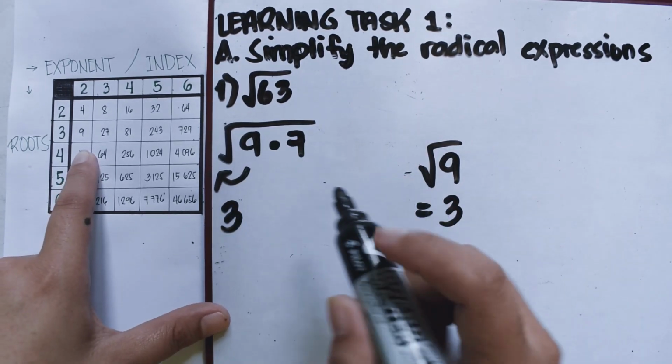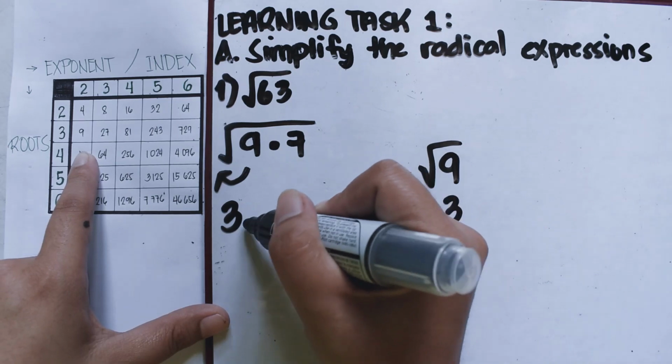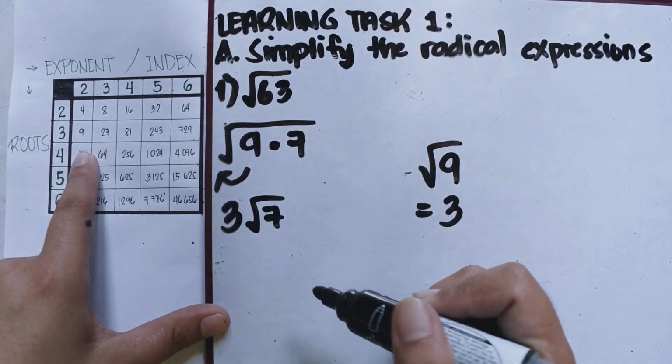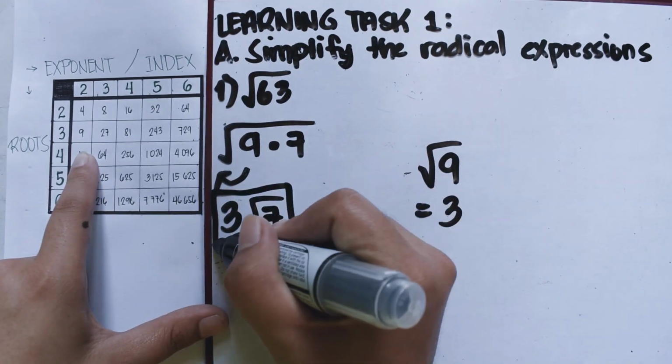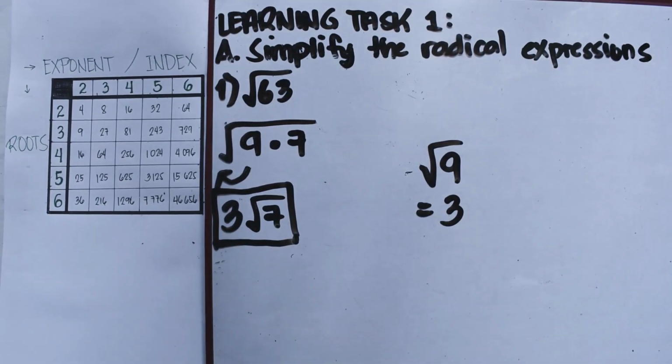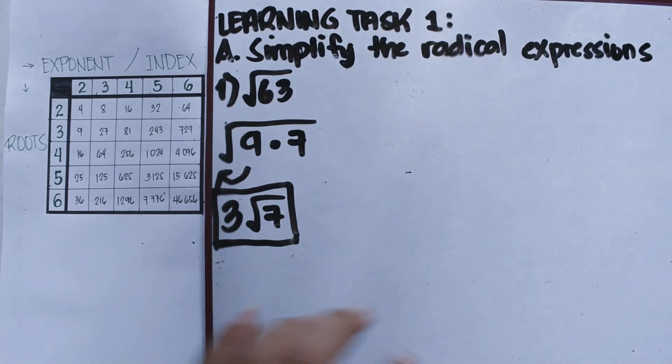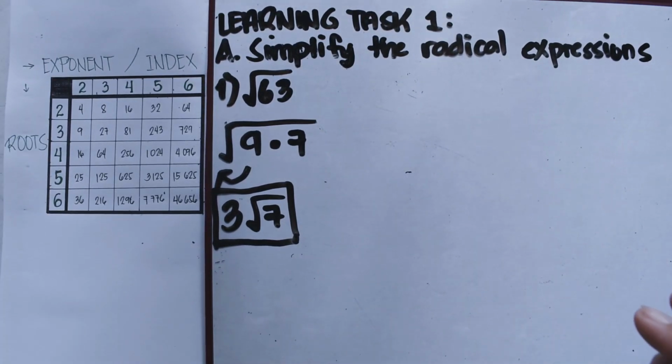Eh, ma'am, ano po mangyayari dun sa 7 na nasa loob? Dahil hindi siya perfect square, siya po ay mananatili doon sa loob. So, this will be your final answer na. So, we have 3 square root of 7. Nakapag-simplify na po tayo. So, nakuha. So, ganun lang kasimple ha. Hanap kayo dito ng perfect square na factor para makapag-simplify.